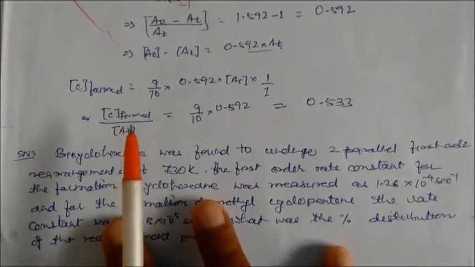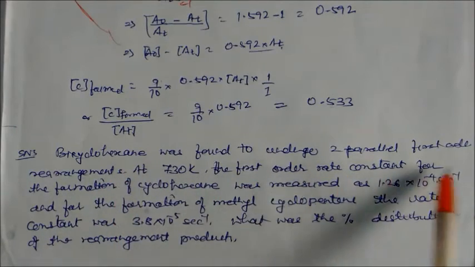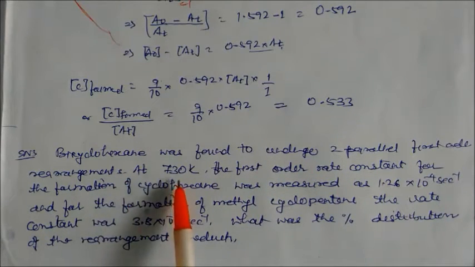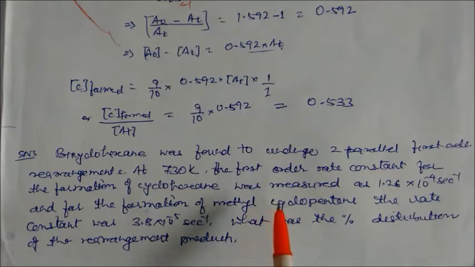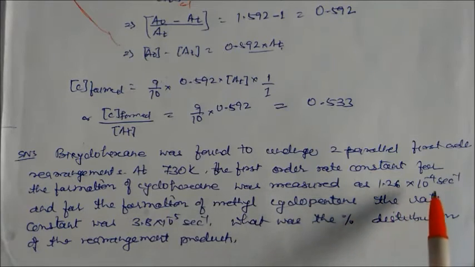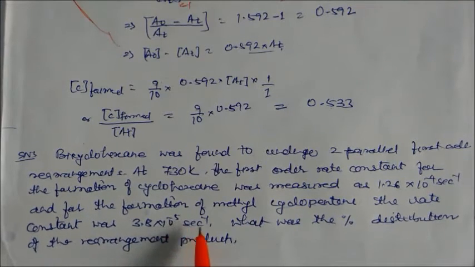Now, bicyclo compounds. Bicyclohexane was found to undergo two parallel first order rearrangements at 730 Kelvin. The first order rate constant for the formation of cyclohexane was measured as 1.26 into 10 power minus 4 per second, and for the formation of methylcyclopentane, the rate constant was 3.8 into 10 power minus 5 per second. So what was the percentage distribution of the rearranged product? Let us see how we can solve it.